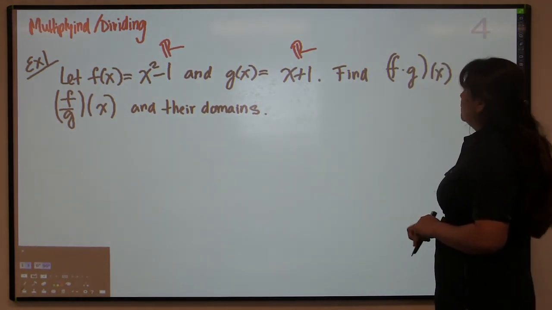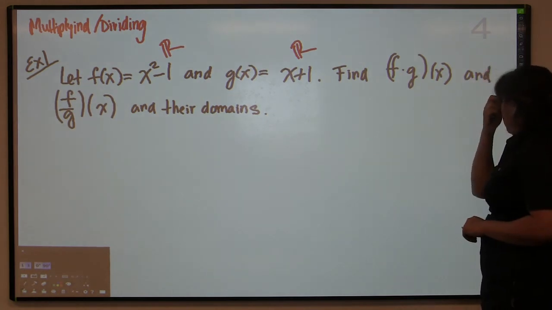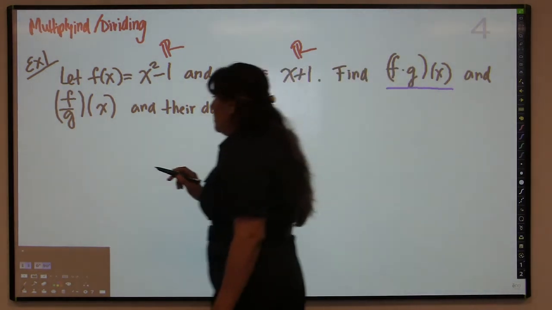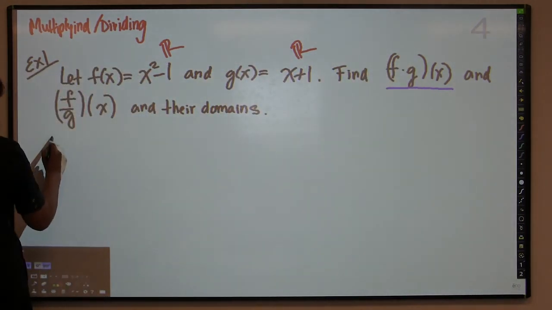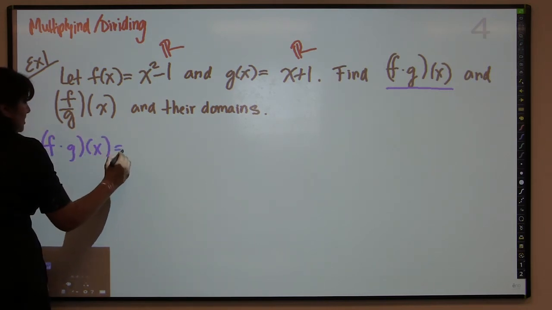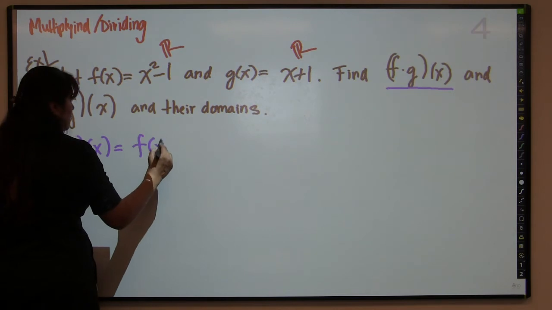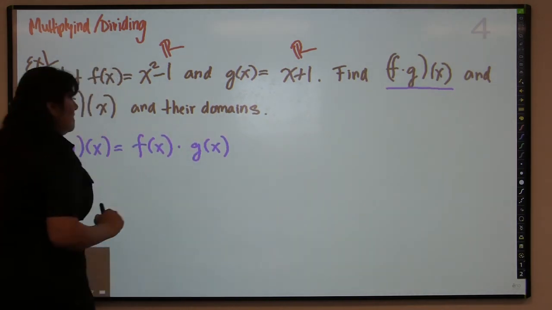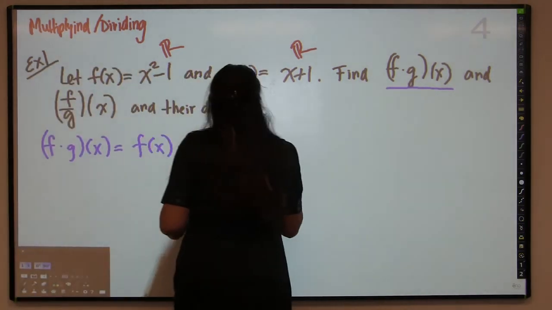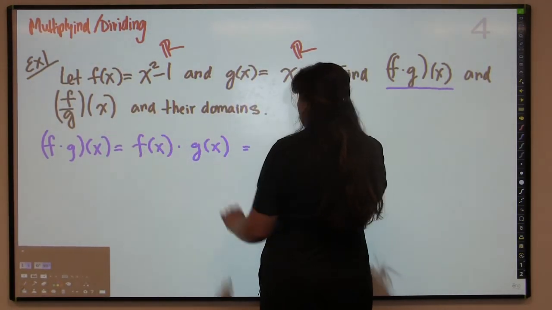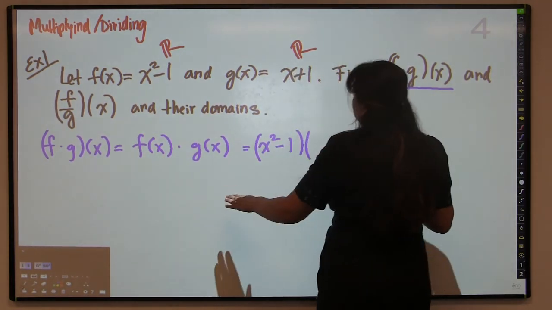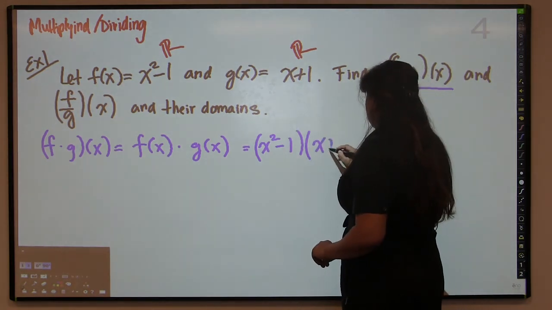And so now I'm going to go to f times g of x. Again, the notation looks kind of weird, but we can break it down. I'm going to come over here and do f times g of x. That just literally means take the f of x function and multiply it by the g of x function. The f of x function, which is right here, is x squared minus 1 as per the definition there. And I'm going to multiply that by the g of x function, which is x plus 1.